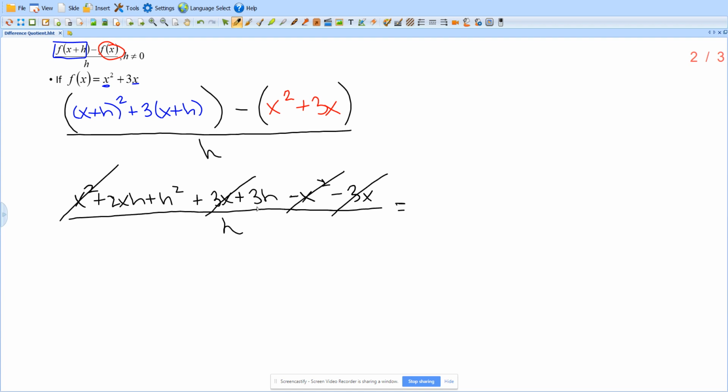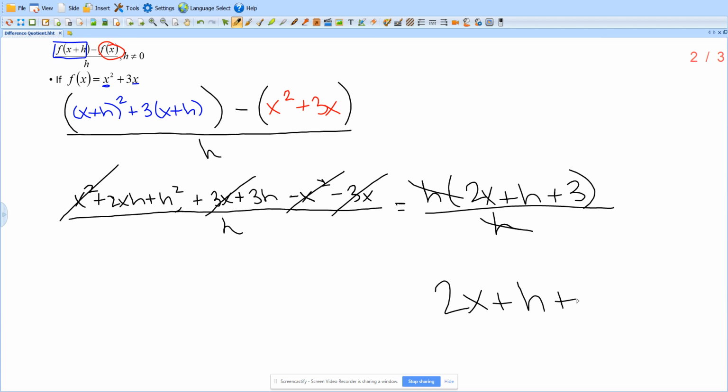And looking at what I have left over, in the top, you will realize that each of the terms has an h. So I can take h out, and I'll be left with 2x. If I take h out of h squared, I'm left with just h. And if I take h out of 3h, I'm left with 3 all over h. So my h over h cancels. And my final answer then is 2x plus h plus 3. So again, in this case now, I got an expression. In the first problem that we did, I just got a numeric value. Now I'm getting a whole expression.